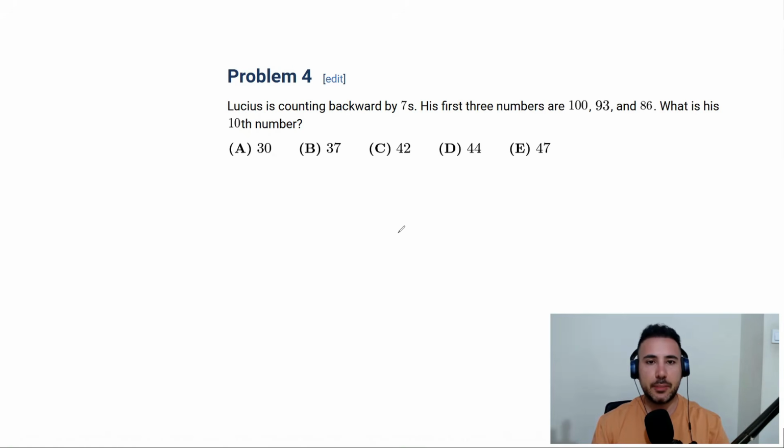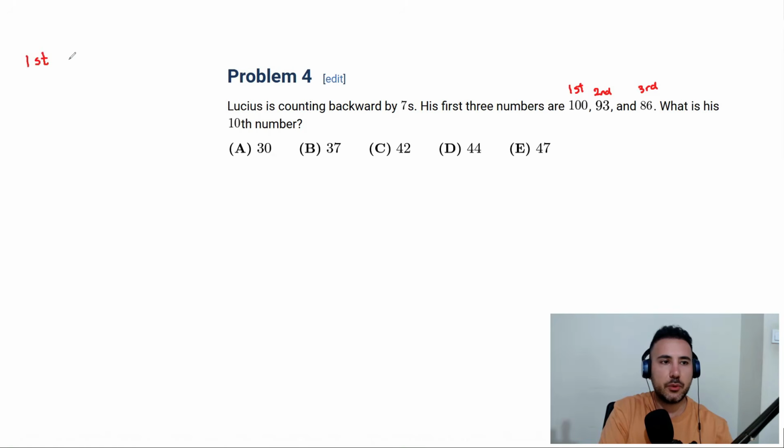Lucius is counting backwards by sevens. His first 3 numbers are, okay, this is the first number, right? This is the second number, right? And then this is the third number. What is his 10th number? Okay. So this one is not very difficult. We just want to write them like this to see a pattern clearly.